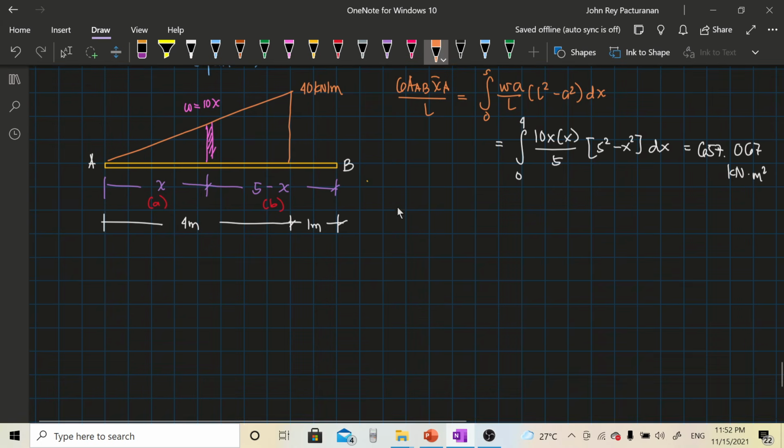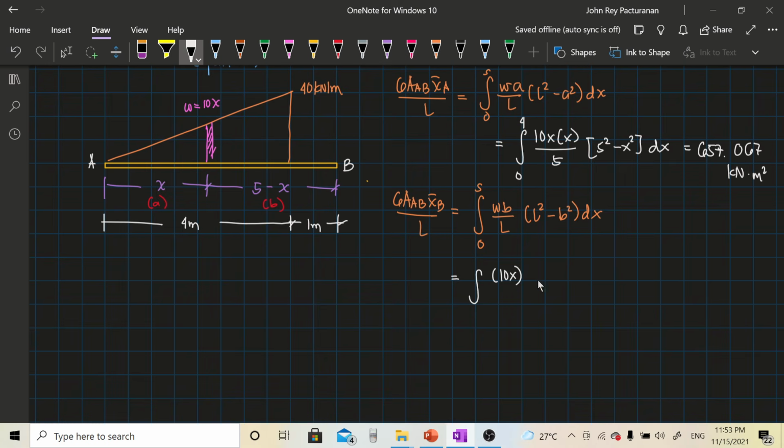Next tayo is 6AAB, centroid at B over L. So, actually, wala ka naman dito masyadong i-adjust sa integral nyo. With an exception of yung A, papalitan mo lang ng B. So, halimbawa, yung W is 10x, yung B ngayon is 5 minus x, yung L is 5, the quantity 5 squared, minus 5 minus x squared, dx, then the limit is from 0 to 4 pa rin. Hindi magbabago yung limit na yon.